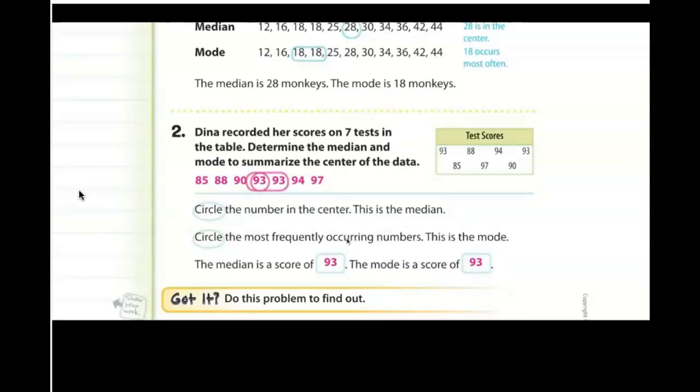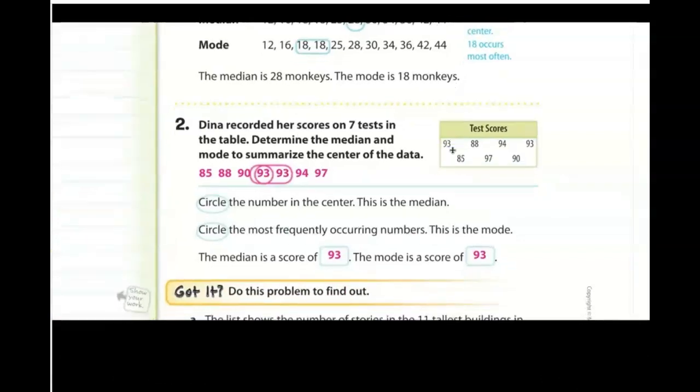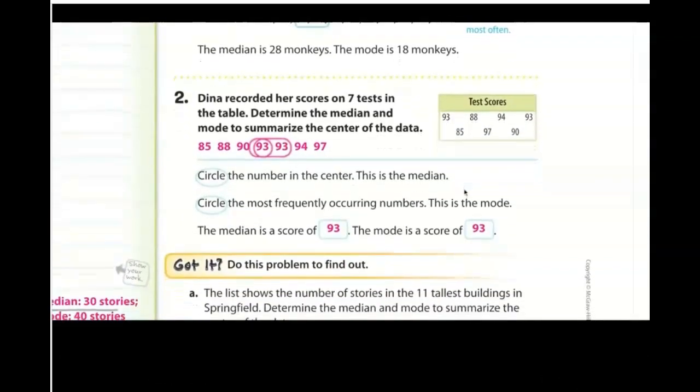But 93 also happens twice. So in this case, 93 is also the mode as well, because it occurred more than one time and no other number occurred more than that.